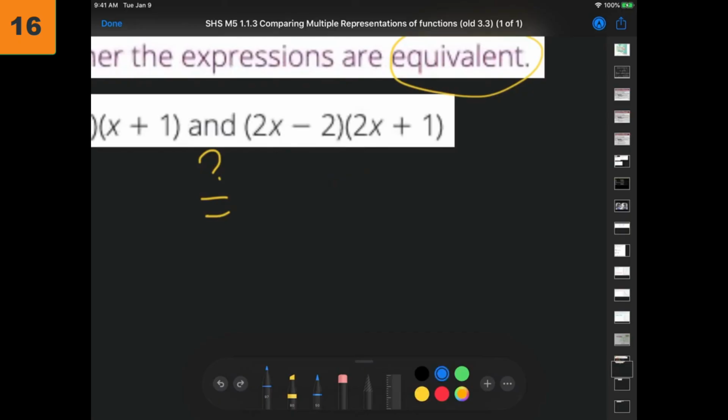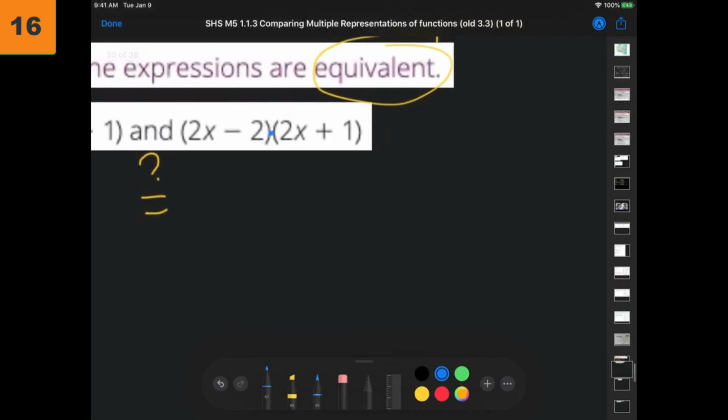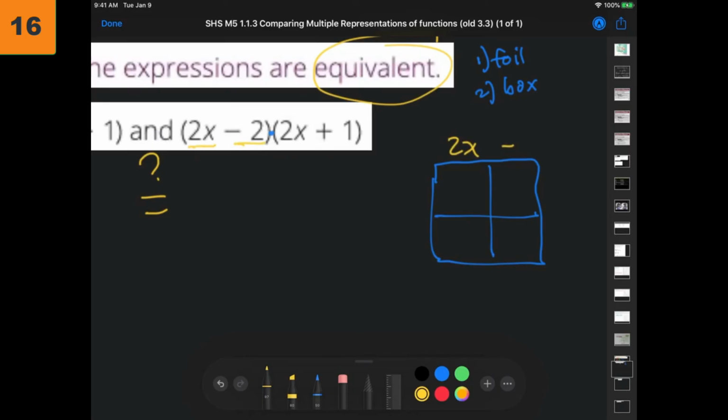What we have to do here is, this is multiplication. And if it's multiplication, your choices are FOIL. You may have learned that from another teacher: first, outside, inside, last. Or in my class, you're going to use the box. Let's use a box, okay? Question, why am I drawing this box? The reason I'm drawing this box is because you have a binomial, 2x minus 2, times 2x plus 1.